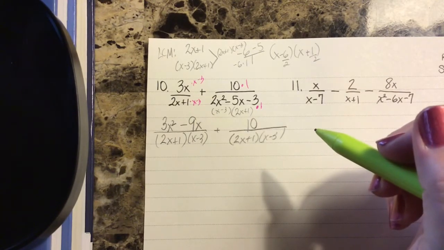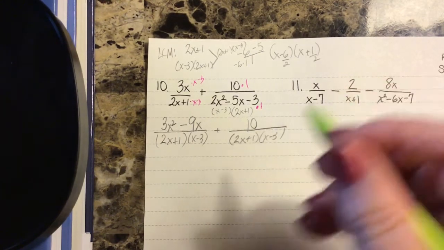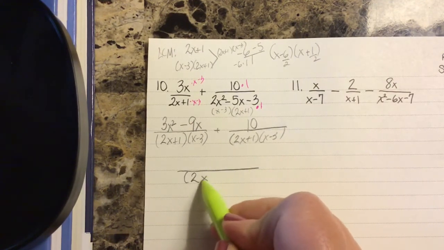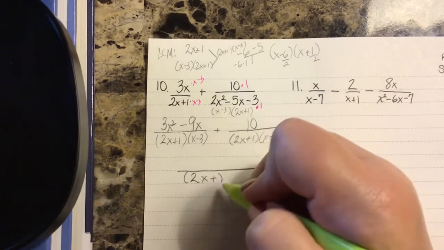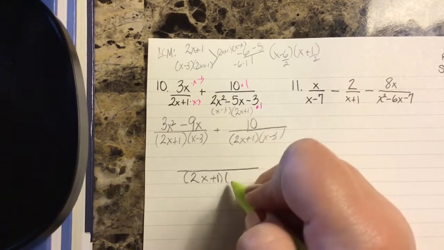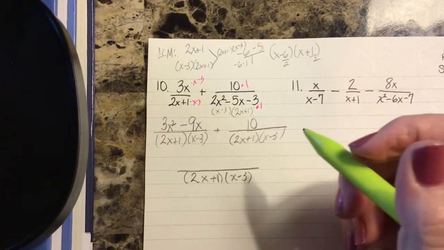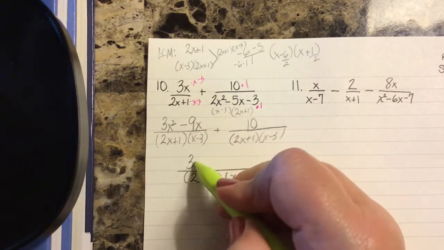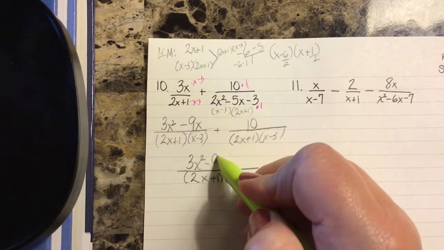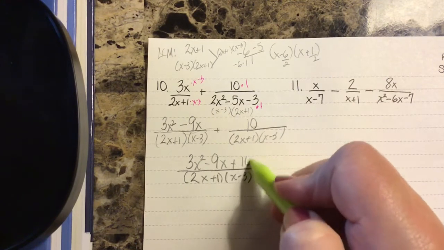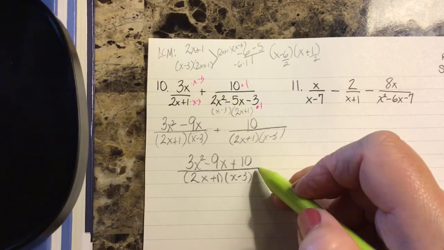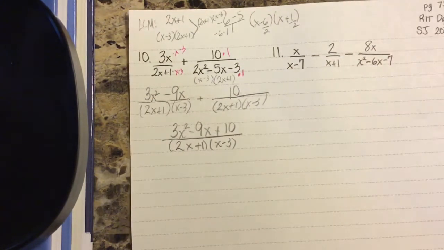And now I can check for like terms in my numerator because I have my common denominator completed. 2x plus 1 times x minus 3. Do I have like terms? No. So I've got 3x squared minus 9x plus 10. I do need to check to see if this trinomial will factor because I may be able to reduce.